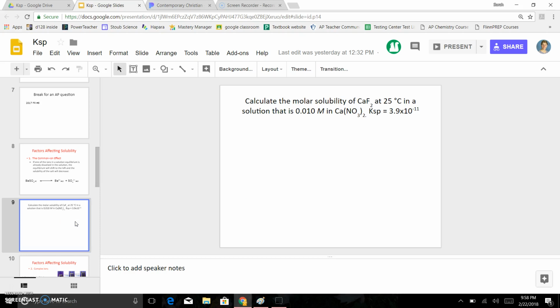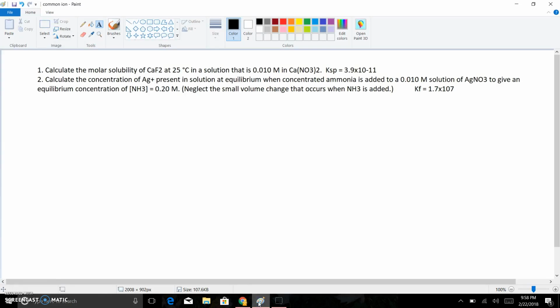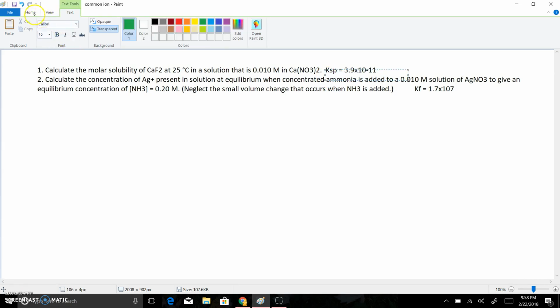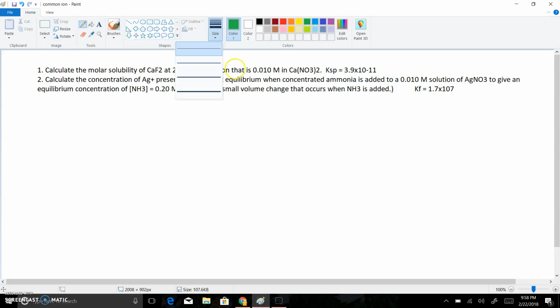So what we're going to do is cover this math question here, which I happen to have right here. We're going to do number 1, and then in a separate video I'm going to do number 2. That way you can watch whatever video you want to watch. So, calculate the molar solubility of CaF2 at 25 degrees Celsius in a solution that's 0.01 molar Ca(NO3)2. The first thing I can see is Ksp. It's talking about molar solubility of calcium fluoride, and the Ksp of calcium fluoride is 3.9 times 10 to the negative 11.